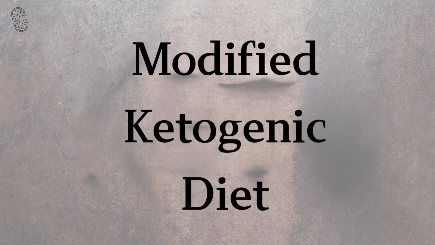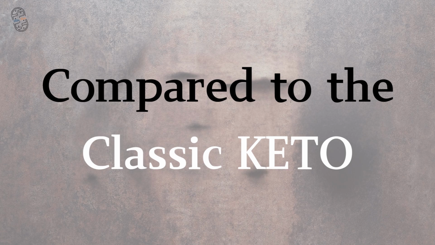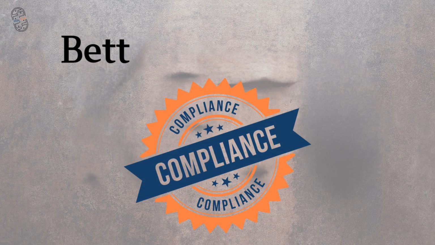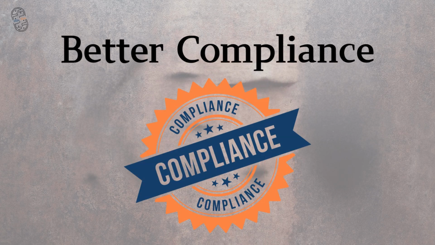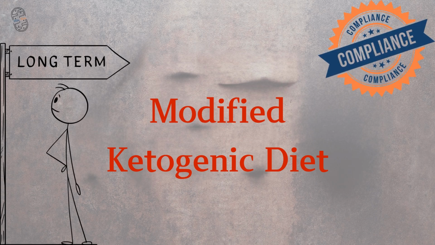A common variation to the classic keto is the modified ketogenic diet. It is less restrictive than the classic keto and can be helpful when starting the diet or when adopting a less restrictive long-term diet. It carries a macronutrient ratio between 3-to-1 and 1-to-1. This version helps with better compliance and may help in decreasing potential digestive discomfort and nutrient deficiency that may occur with long-term classic keto eating.